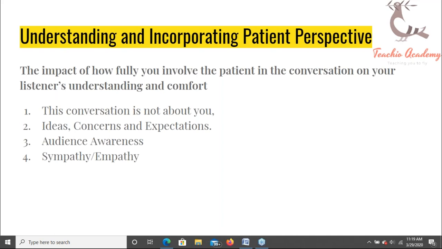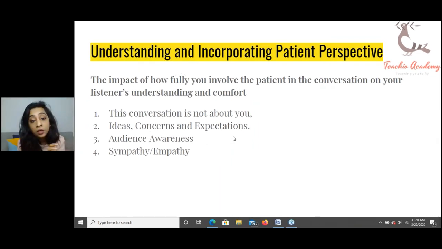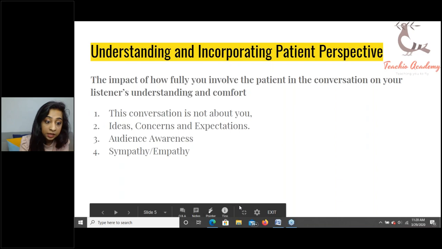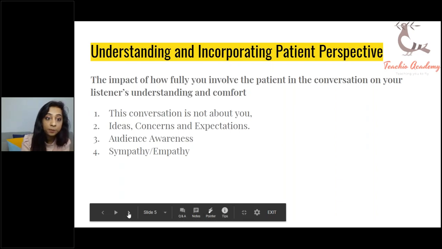And if I would flip that, for example, if you're a nurse and your conversation is with a doctor, then probably your language would be much different than what it would be when you're speaking to a patient. So you'll try and modify your language depending upon who your audience is. Then comes the concept of sympathy and empathy. This is something that I'll cover in detail at the end of the lecture, and it's quite important that we cover this. All right, let's try and go to the next topic.